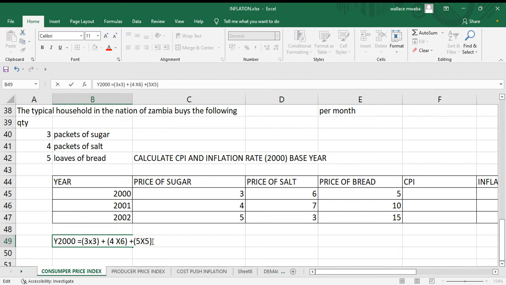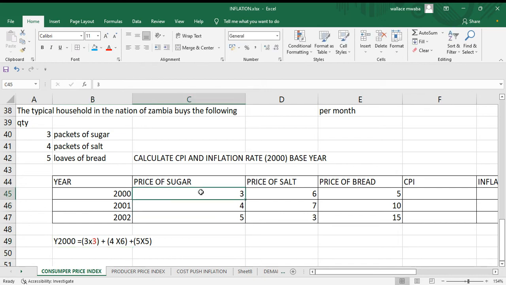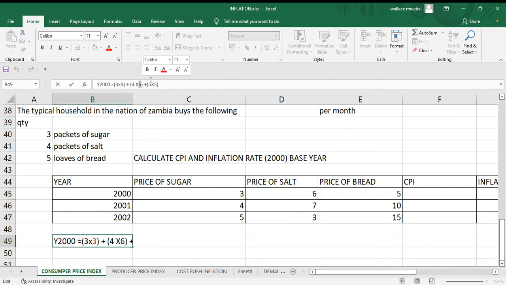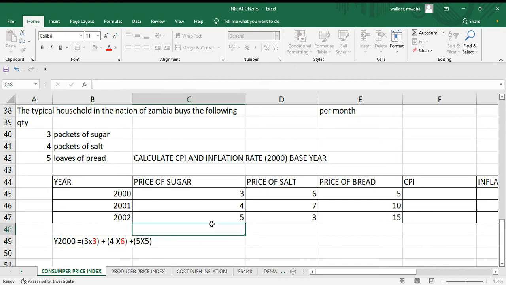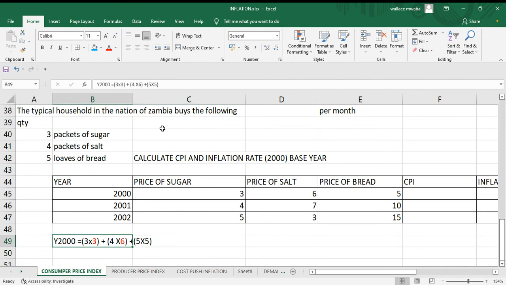Let me just color the numbers so that we can see them: the price I'll put in red. Price 3 kwacha for sugar, price of salt in red, and the price of bread.